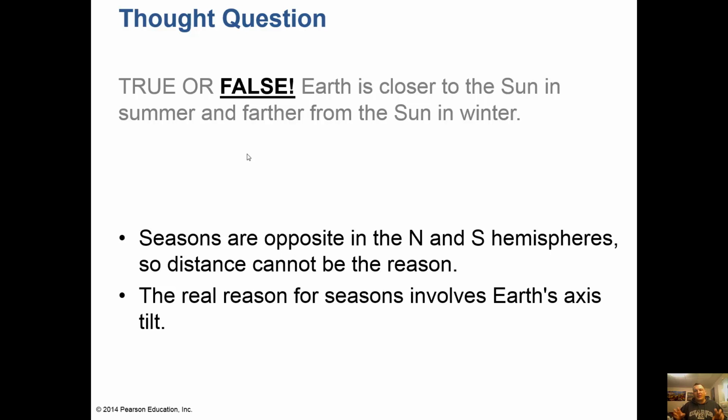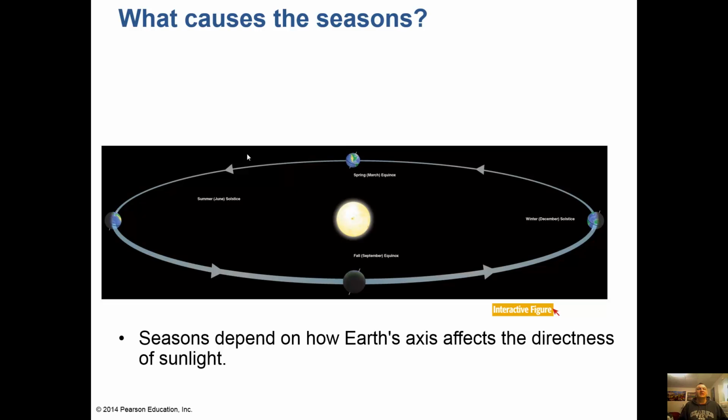But that small 3 million mile difference is similar to if you had a campfire outside and you were 30 feet away from that campfire, and then you moved 1 foot closer. You put your hands out and you try to feel that extra heat. You're not really going to feel much extra heat with that. That's the difference. So the seasons depend on how Earth's axis affects the directness of sunlight.